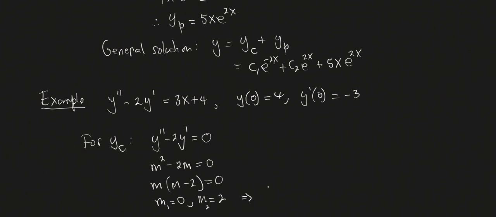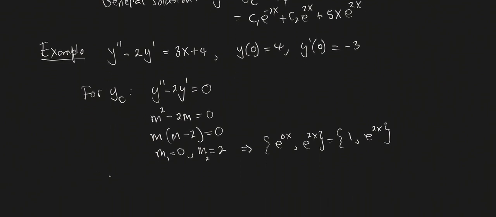So if you wanted to write down the basis for y sub c, it would be e to the 0x and e to the 2x, which obviously simplifies to 1 and e to the 2x. So these are the two linearly independent functions. So our y sub c is c1 times 1 plus c2 times e to the 2x. So I'll just write it as a constant plus a constant times e to the 2x.